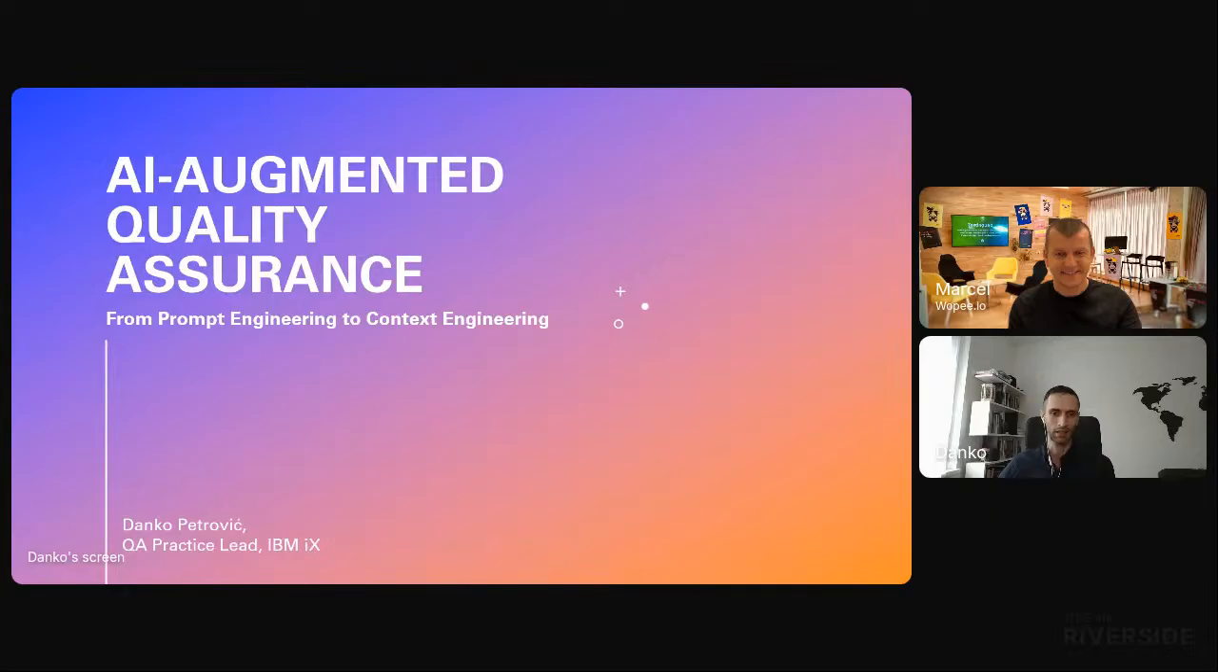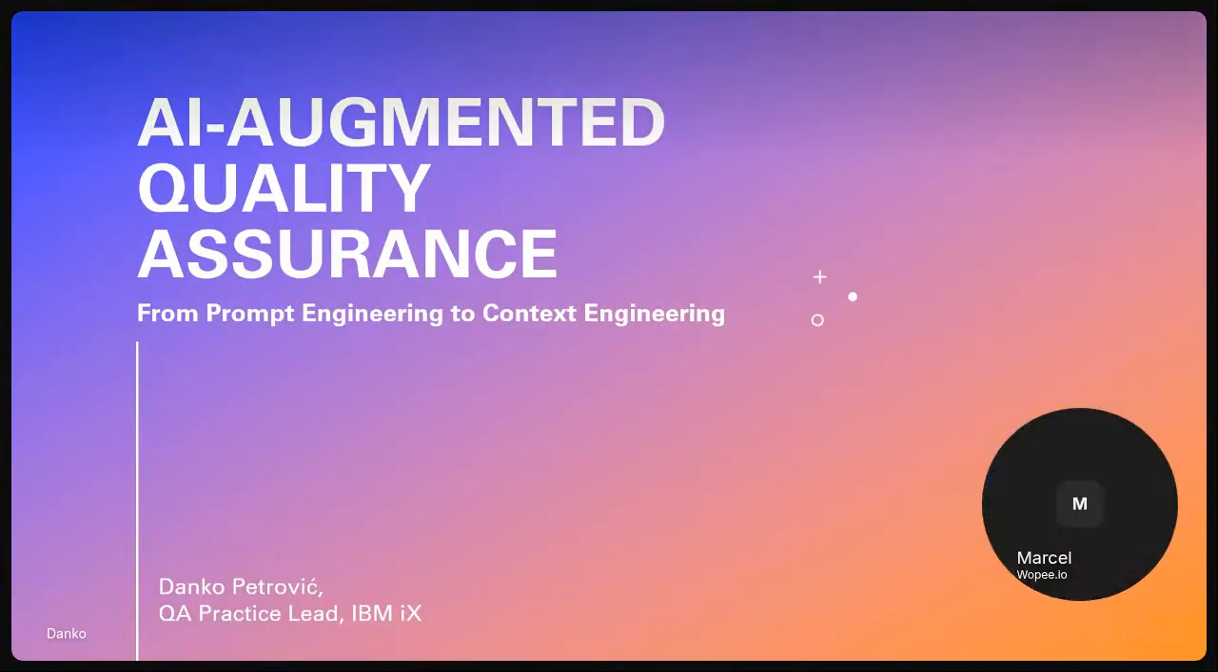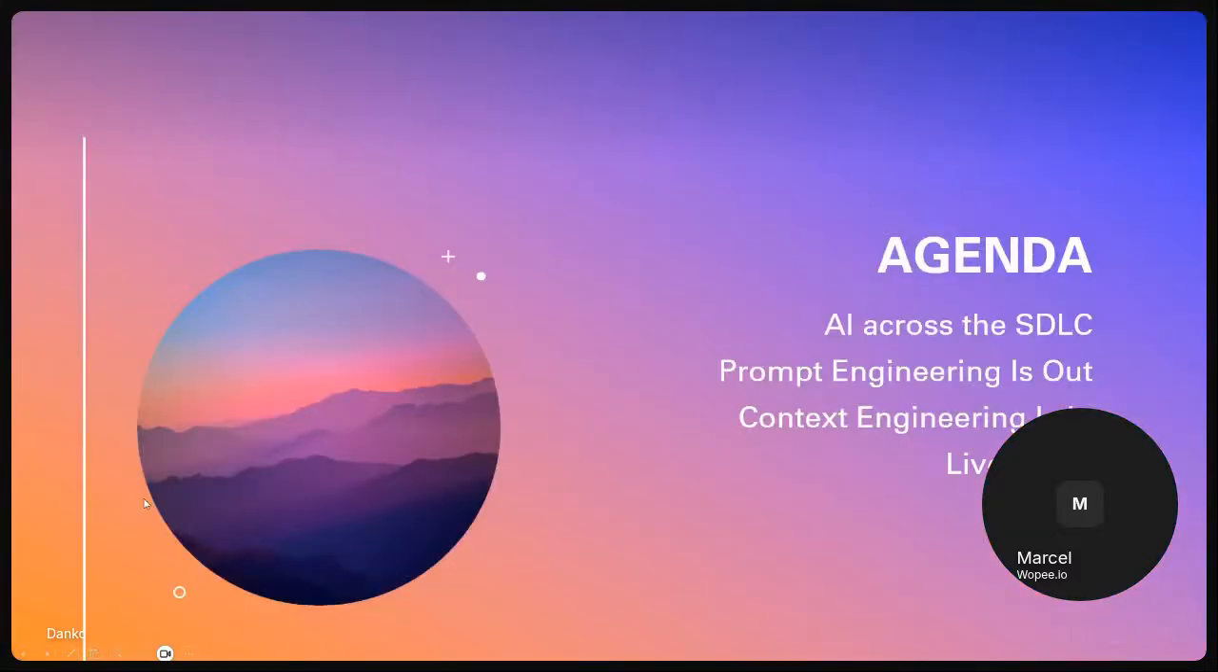So hi everyone, my name is Danko Petrovic. I'm a QA practice lead at IBM iX company. I'm based in Graz, Austria, and I've been doing quality assurance for around 14 years, worked for various companies, and moved to Austria 10 years ago. I worked at the core of test automation, and then moved to other companies, and now at IBM iX, where I'm mostly driving the topics of AI.